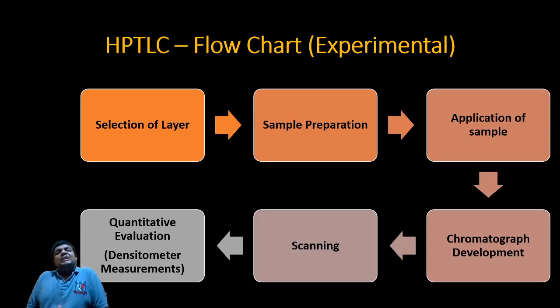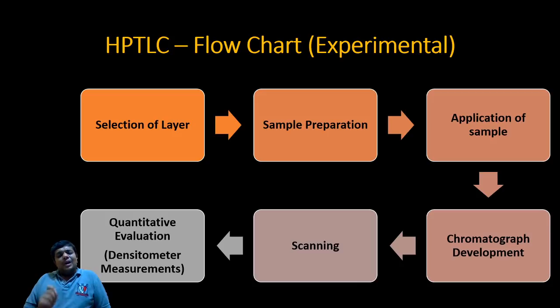The simple HPTLC flowchart, that is experimental. First of all, you need to select a layer, that is your adsorbent stationary phase. Then you prepare the sample. You have a sample, you dissolve it properly in your mobile phase and move on. Application of the sample using the applicator instrument. Chromatogram development using the development chamber. Scanning using the scanner, and quantitative evaluation using densitometer measurements.